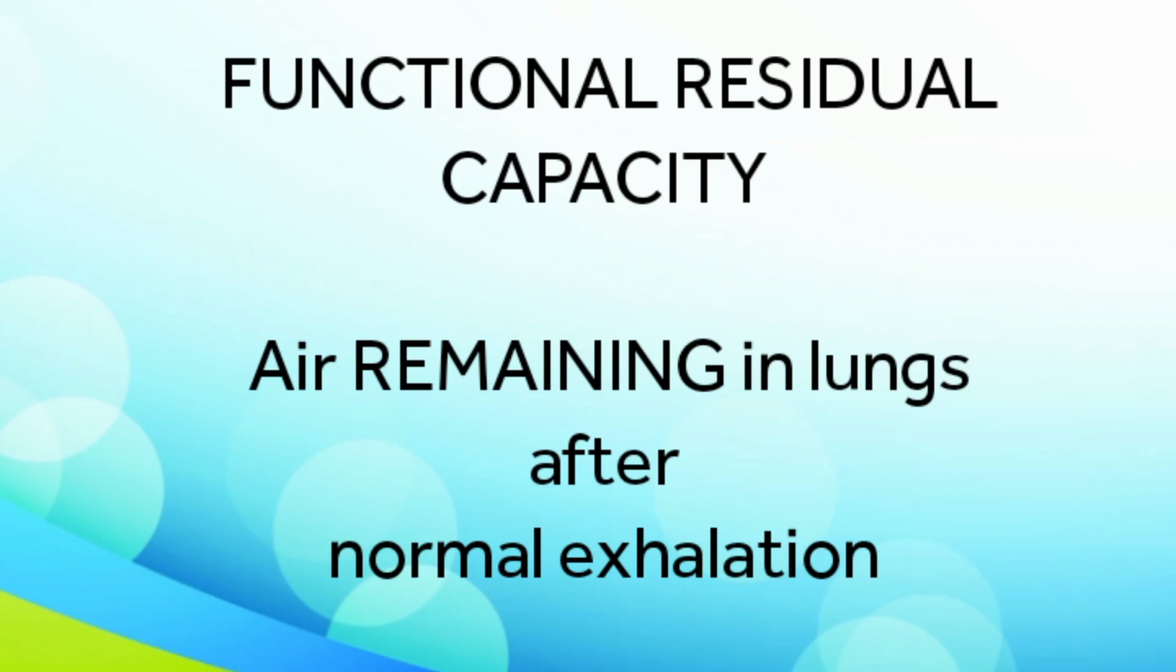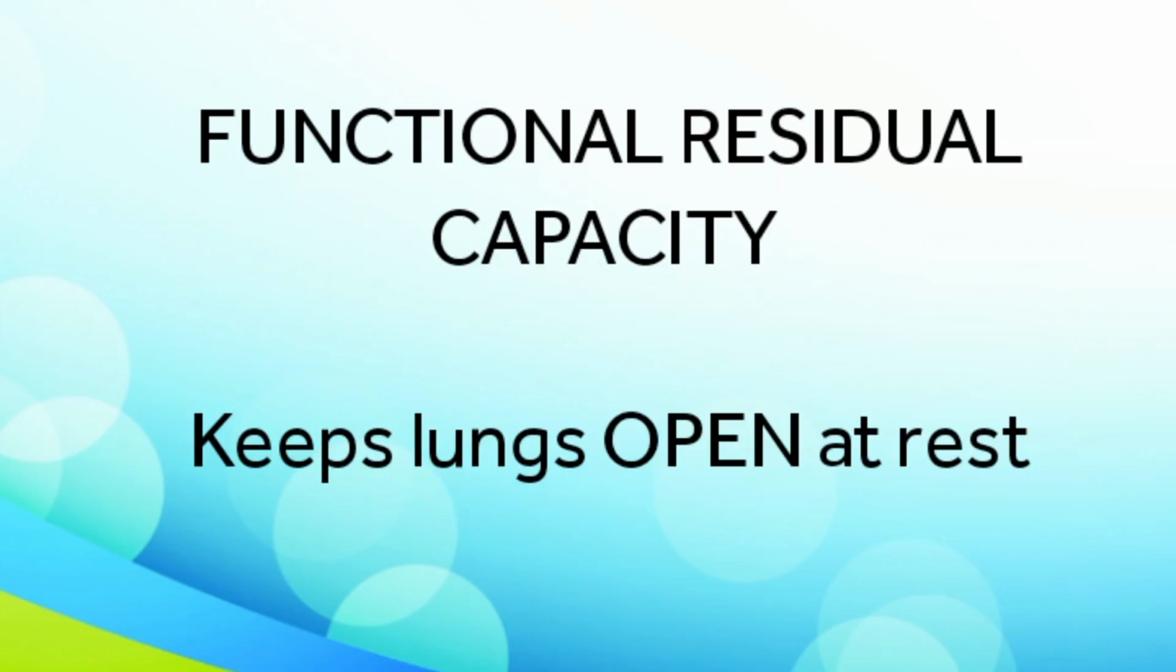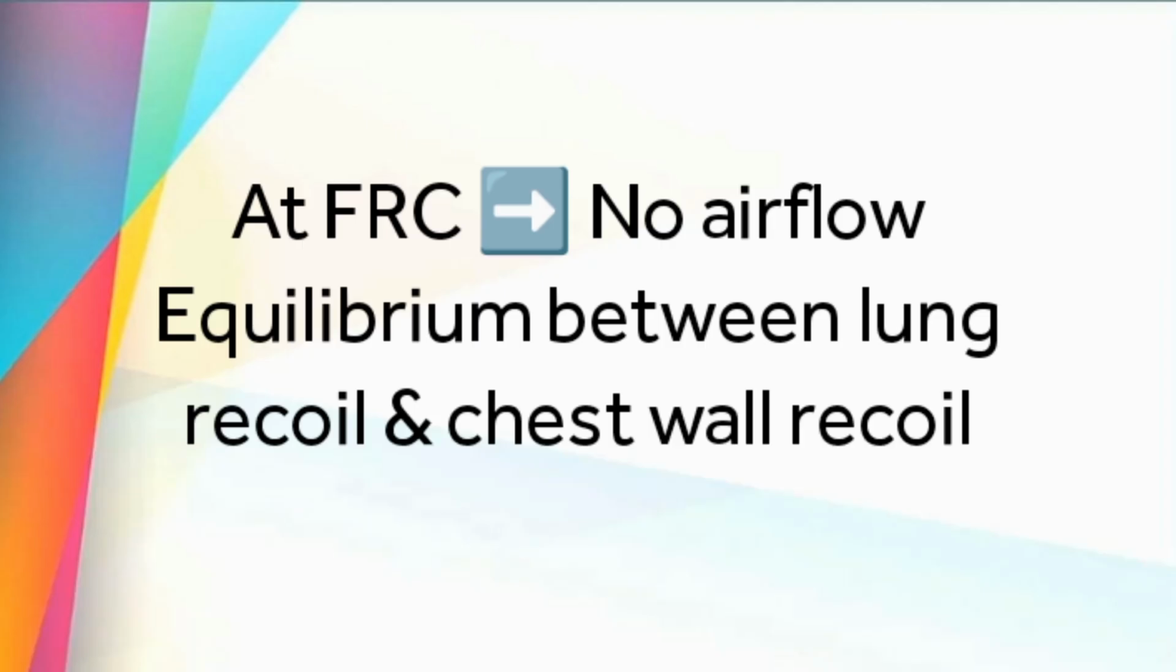Functional residual capacity is the air remaining in the lungs after normal exhalation. Functional residual capacity equals expiratory reserve volume plus residual volume. It keeps the lungs open at rest. At functional residual capacity, there is no airflow.